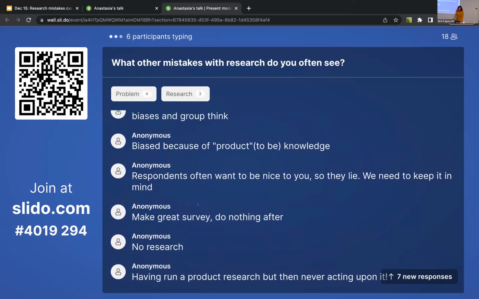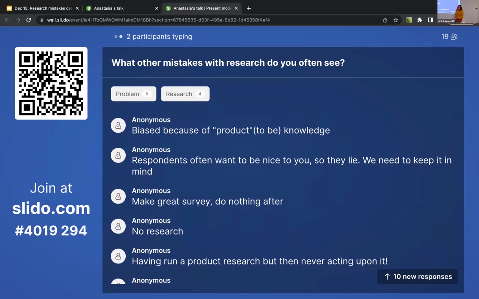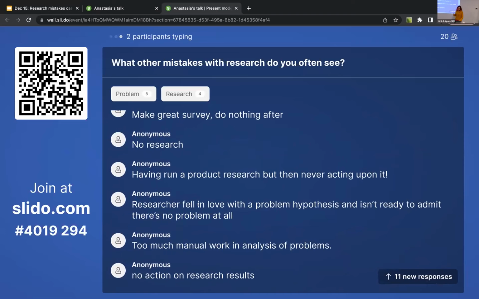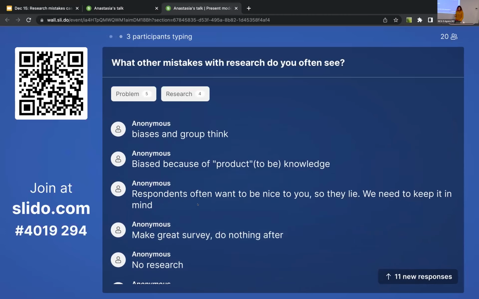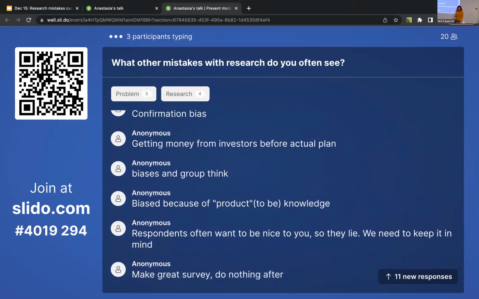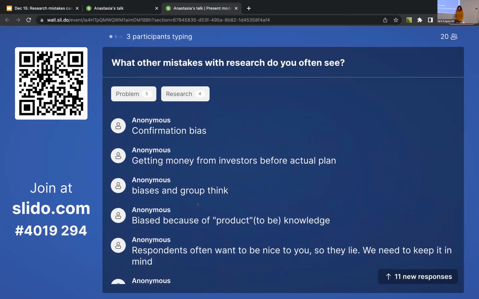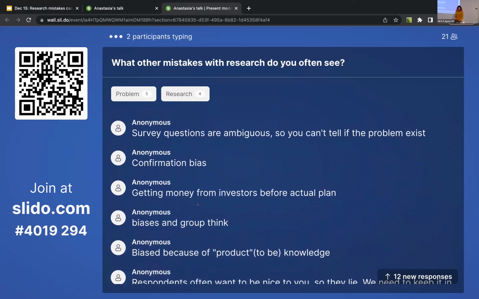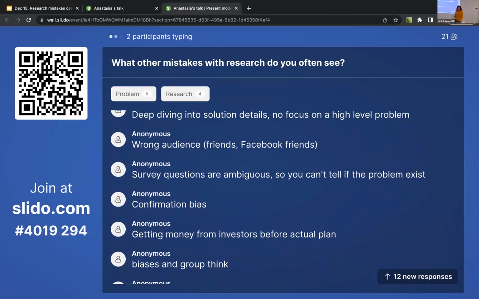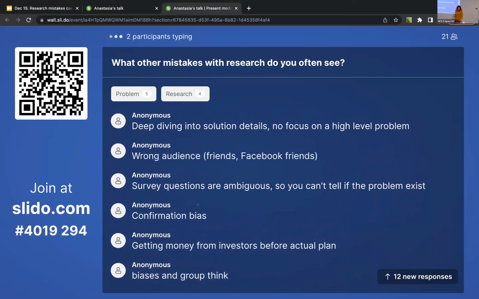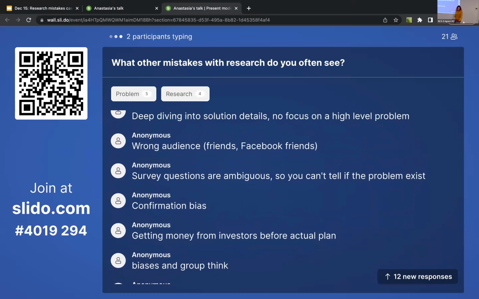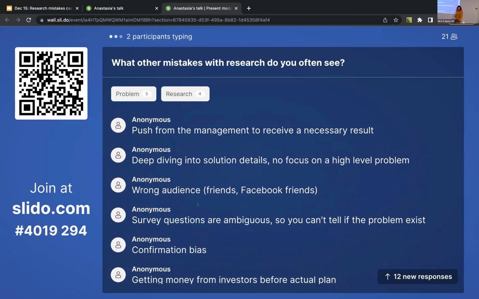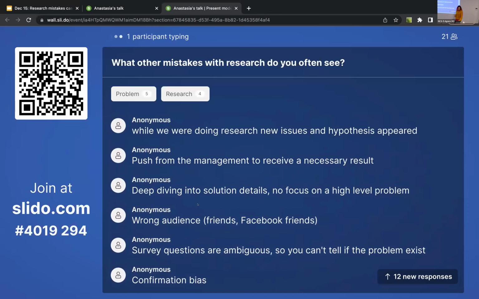Biased because of product knowledge. Oh, this is a good one. So you already have a picture of something you want to do in the future and you are looking for validation of that. What else? Biased and groupthink, getting money from investors before actual plan, confirmation bias. Yes, survey questions are ambiguous, so you can't tell if the problem exists. True. Wrong audience. Oh yes, wrong audience. True. Friends, Facebook friends. Deep diving into solution details, no focus on a high level problem.